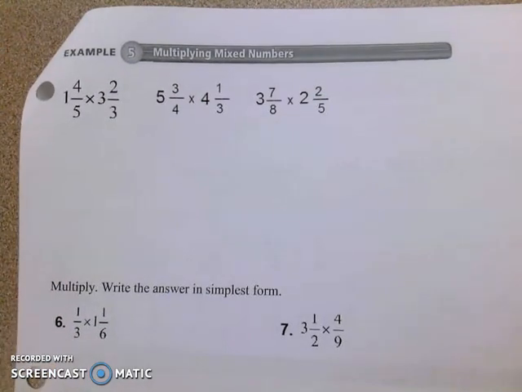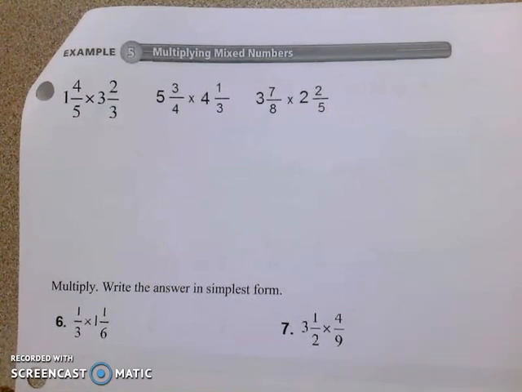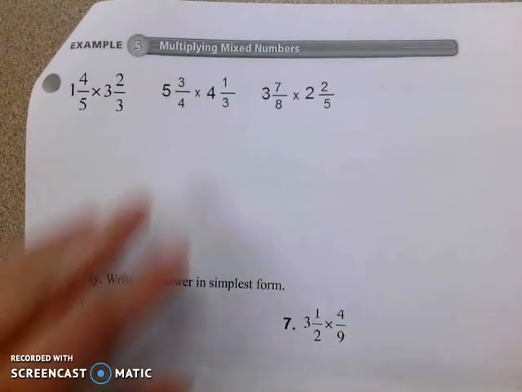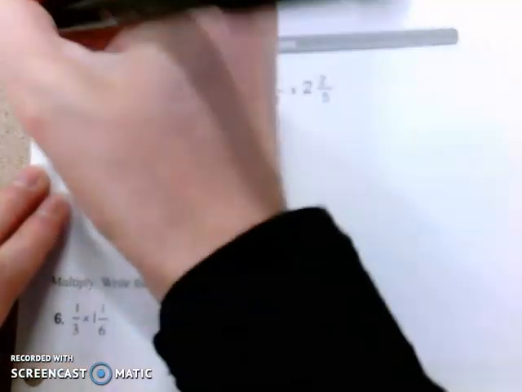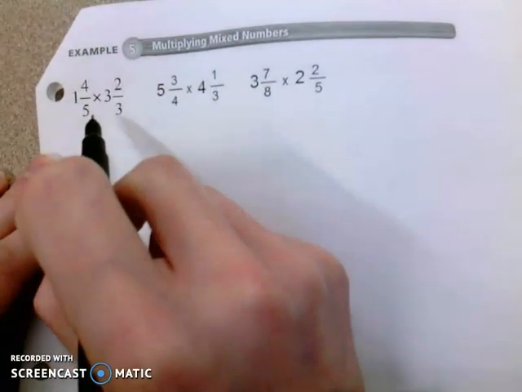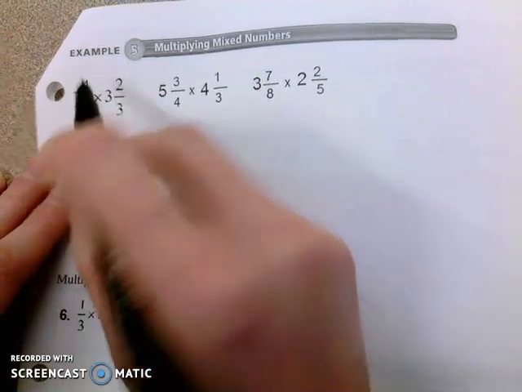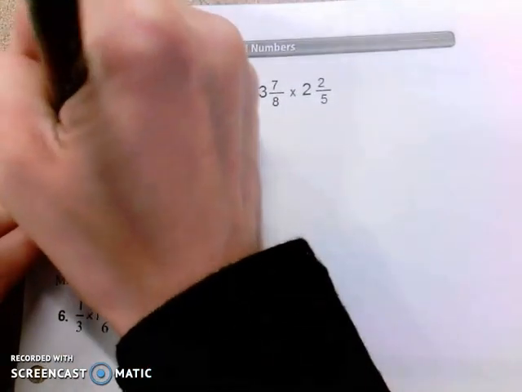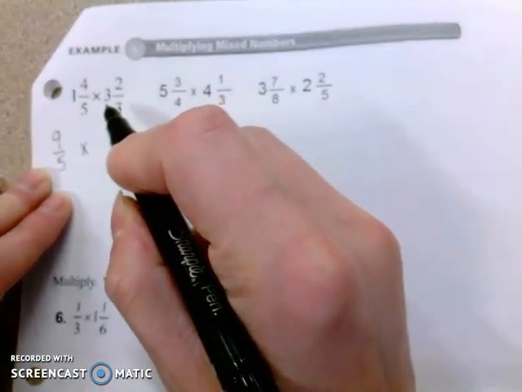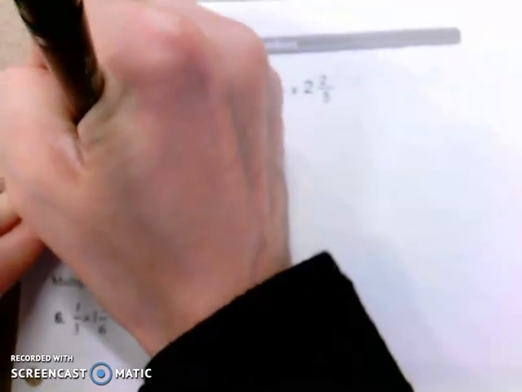All right, these next 3 examples have 2 mixed numbers that you're multiplying. So the only difference here is that you need to change them both to improper fractions before you can multiply. So my first example, 5 times 1 is 5 plus 4. So I'm going to have 9 fifths. And then 3 times 3 is 9 plus 2, so 11 thirds.